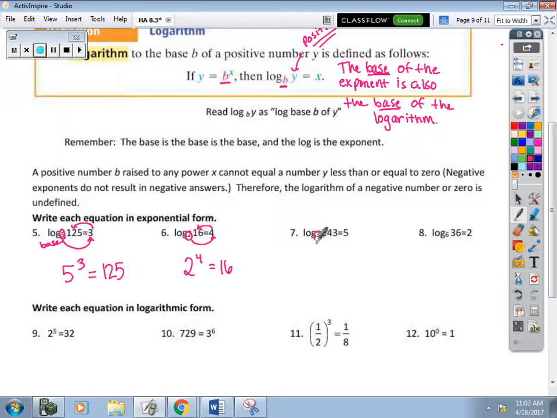Keep going, we have log base 3, so this would be 3 to the fifth equals 243. And 6 to the second power equals 36.